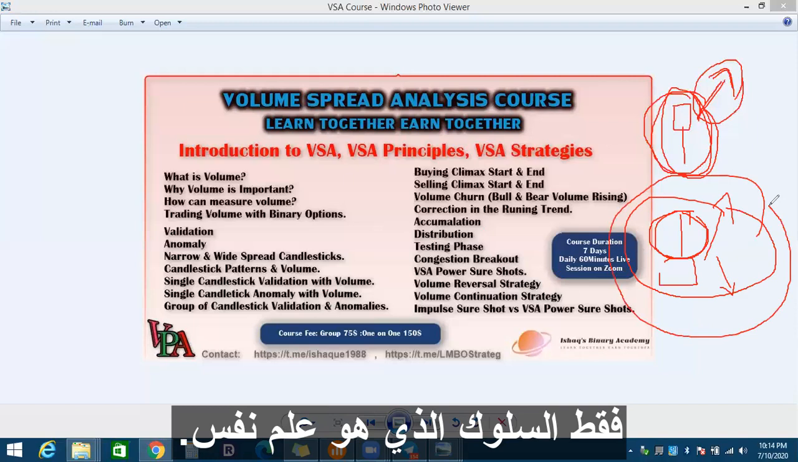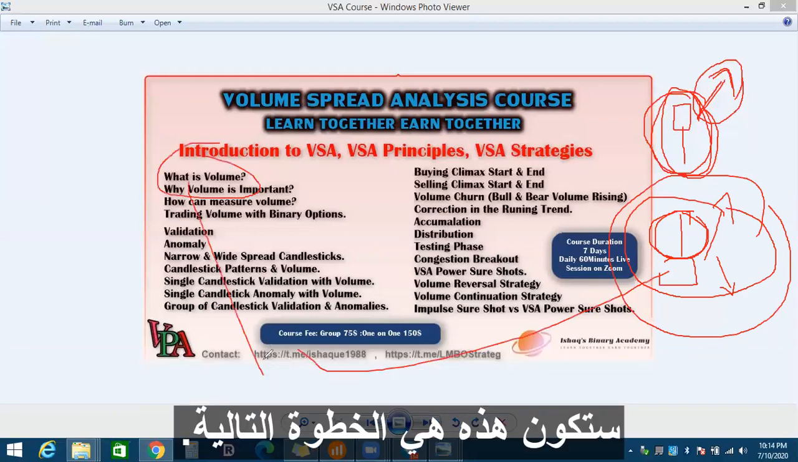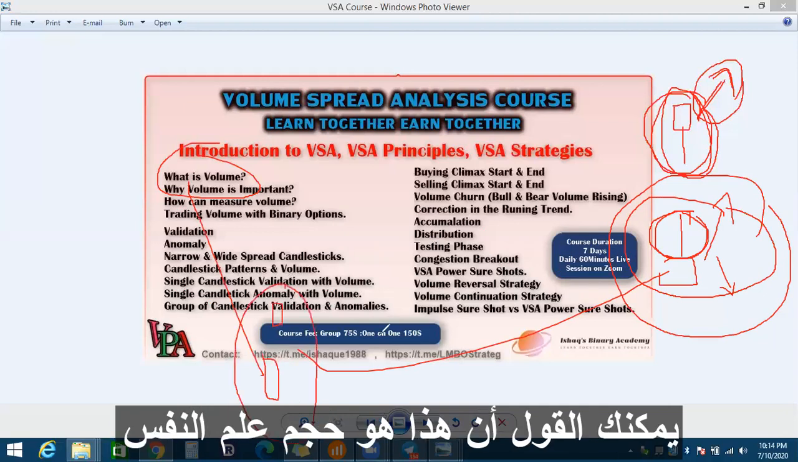In this psychology you can also include the volume. So when this type of volume appears with this type of candle, what will be the next move? You can say that is the volume psychology also.